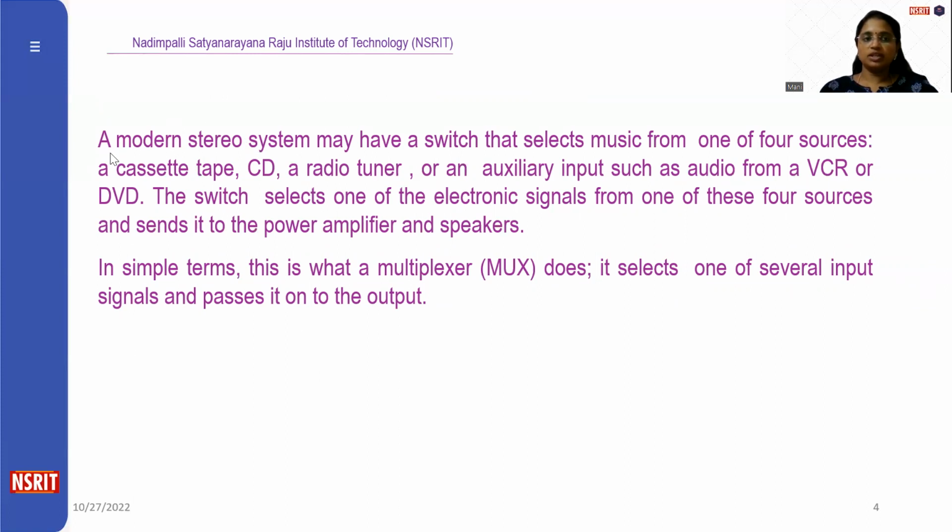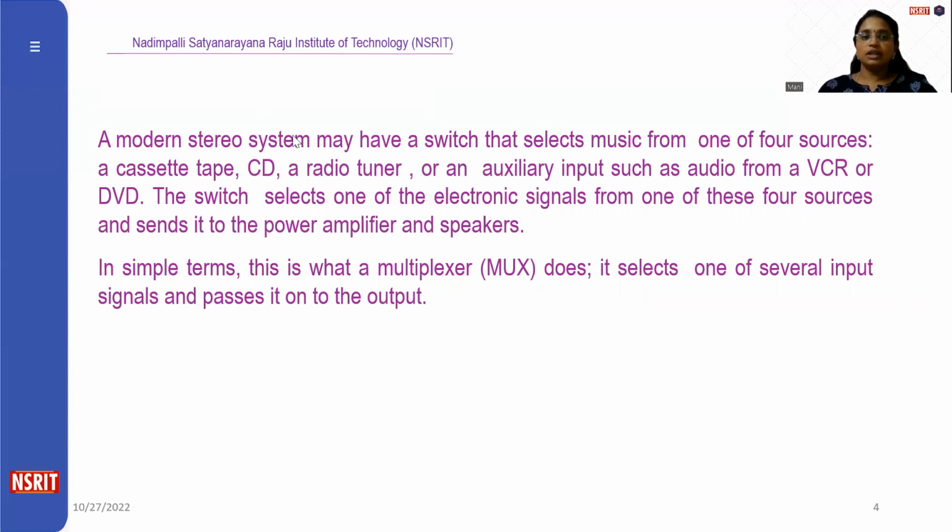These are the applications of a multiplexer. Let us consider a modern stereo system, which may have a switch that selects music from one of four sources: a cassette tape, a CD, a radio tuner, or an auxiliary input such as the audio from a VCR or a DVD. So the switch selects one of the electronic signals from one of these four sources. If it selects a CD, then the CD is routed to a speaker. If it selects a radio tuner, that radio tuner will be routed to a speaker.